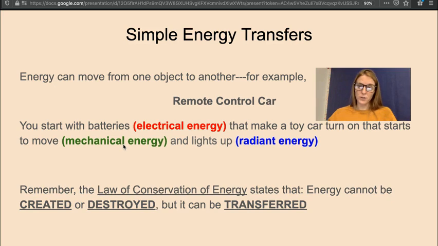Remember that the law of conservation of energy says that energy cannot be created or destroyed, but it can be transferred. And that's exactly what we just did. We went from the batteries, which was electrical, to the car moving around, which is mechanical, to then lighting up, which is radiant. So we just transferred from those different forms of energy. So we're going to do a couple more.